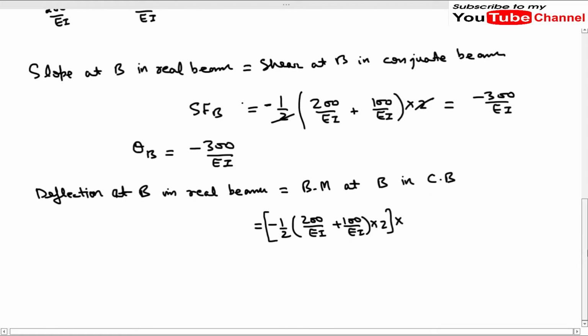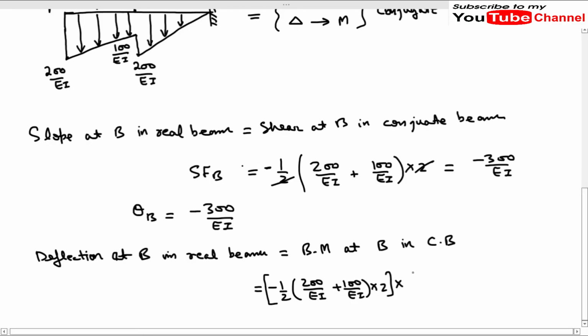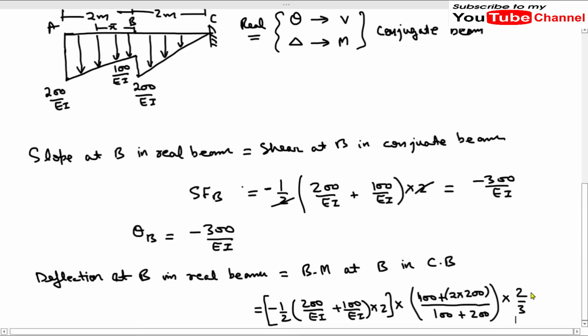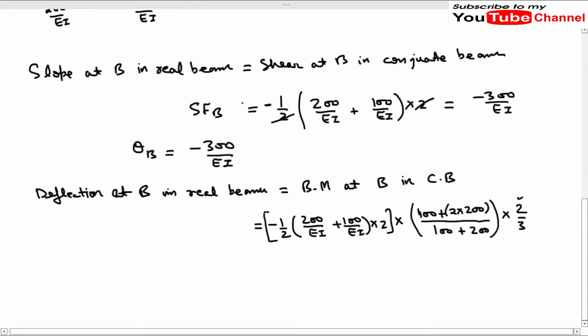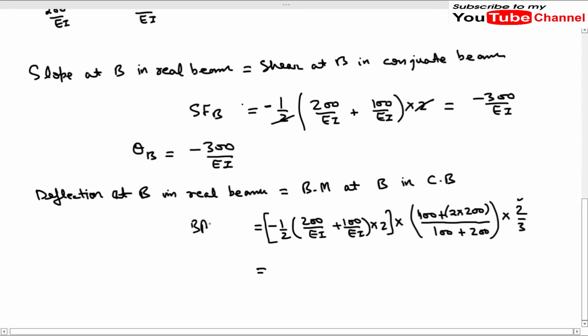Now for a trapezoid we have a direct formula. The direct formula is (100 plus 2 times 200) divided by (100 plus 200), multiplied by 2 by 3. What is 2 by 3? 2 is the length of this segment AB, and 3 is in the formula. Now from here we can write down the value. Sorry, this is our bending moment at B.